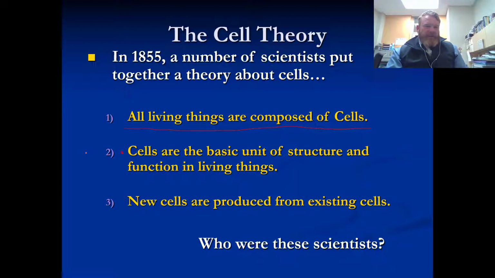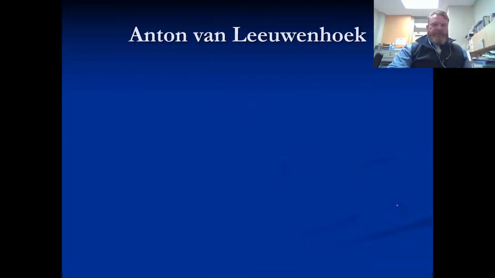Now, we've talked about things like carbon, nitrogen, and hydrogen as elements and things of this nature, but they don't have a function as in working together and providing like a living thing. They help us live. We need carbon, we need nitrogen, we need hydrogen, but they're not the basic unit of something that is alive. Okay? And then third is all cells come from pre-existing cells. So, who are the guys that helped us figure this out?